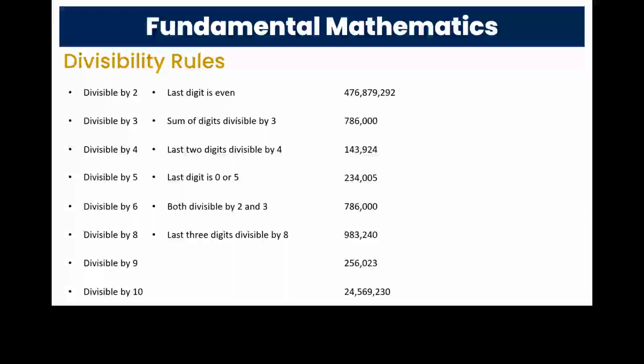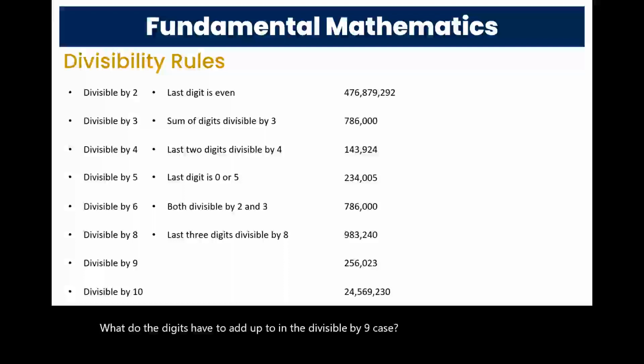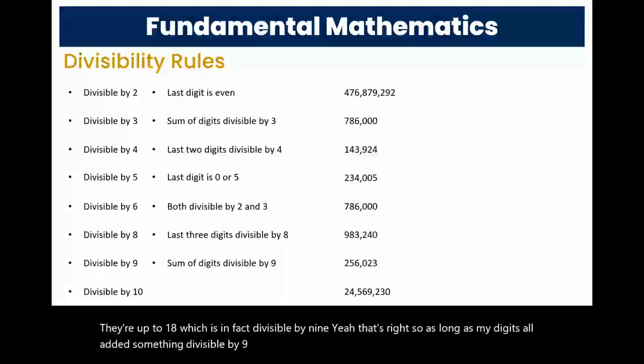It's very similar to the rule for 3. What do the digits have to add up to in the divisible by 9 case? Well, what do 2, 5, 6, 0, 2, and 3 add up to? They add up to 18, which is, in fact, divisible by 9. So as long as my digits all add up to something divisible by 9, I can say that this number is divisible by 9.